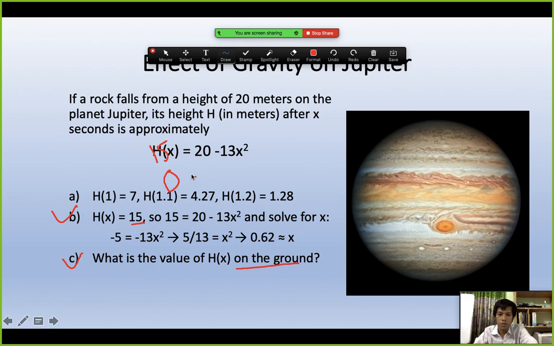So we have to put 0 here. So 0 equals 20. Oh, actually we have it here. Then 0 equals, okay, let's do it live. Then it may make a little more sense. So 0 equals 20 minus 13x squared.